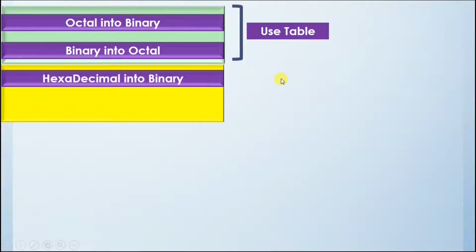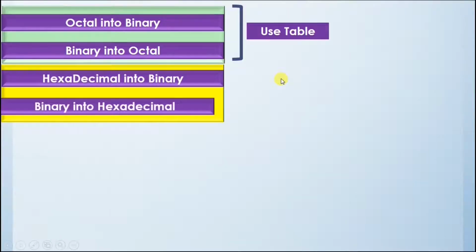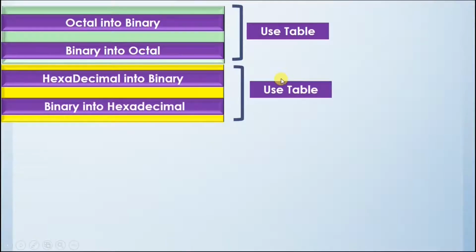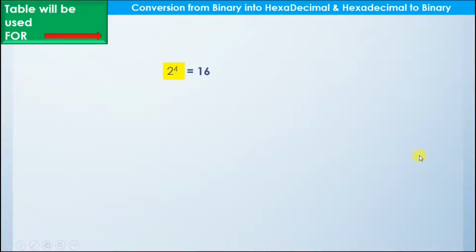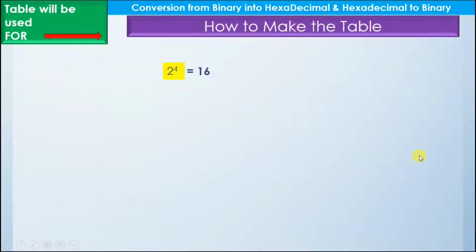In the next section, we will do hexadecimal into binary and binary into hexadecimal, again by using the table. Now let's see how to make the table. In the previous slide, we saw that we are dealing with hexadecimal and binary conversions. So 2 raised to power 4 is equal to 16. So we will create a table that has 16 rows and the table has how many columns? 4. Why 4 columns? Because 2 raised to power 4 is equal to 16.